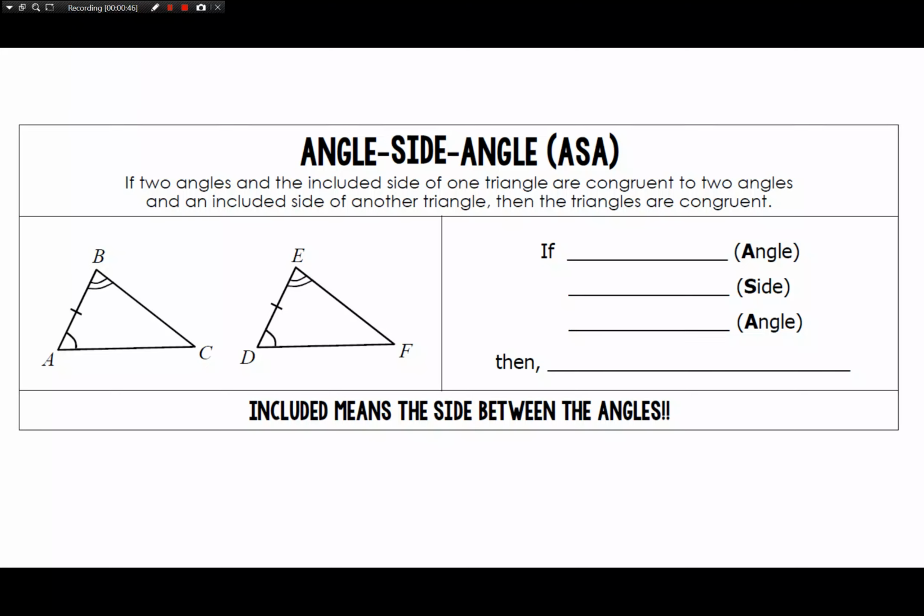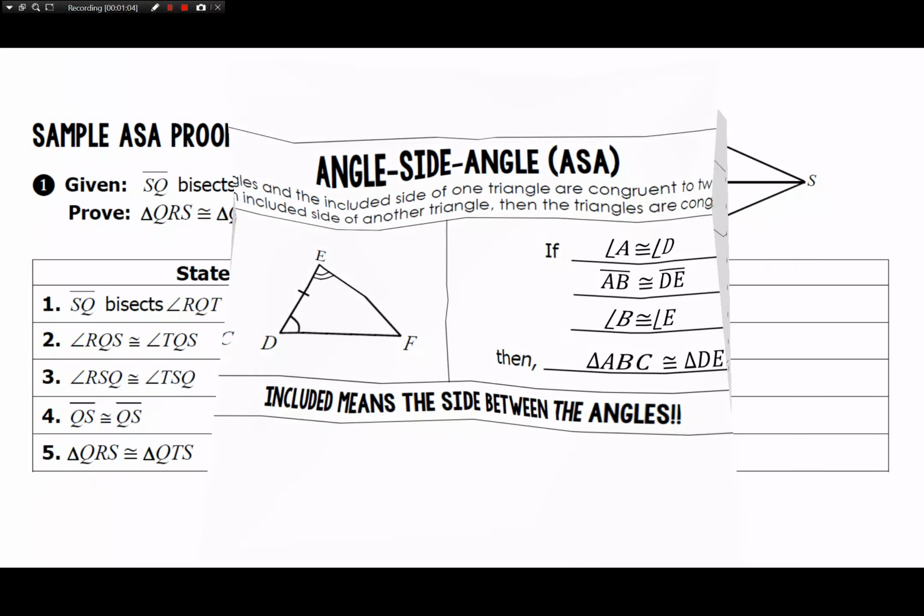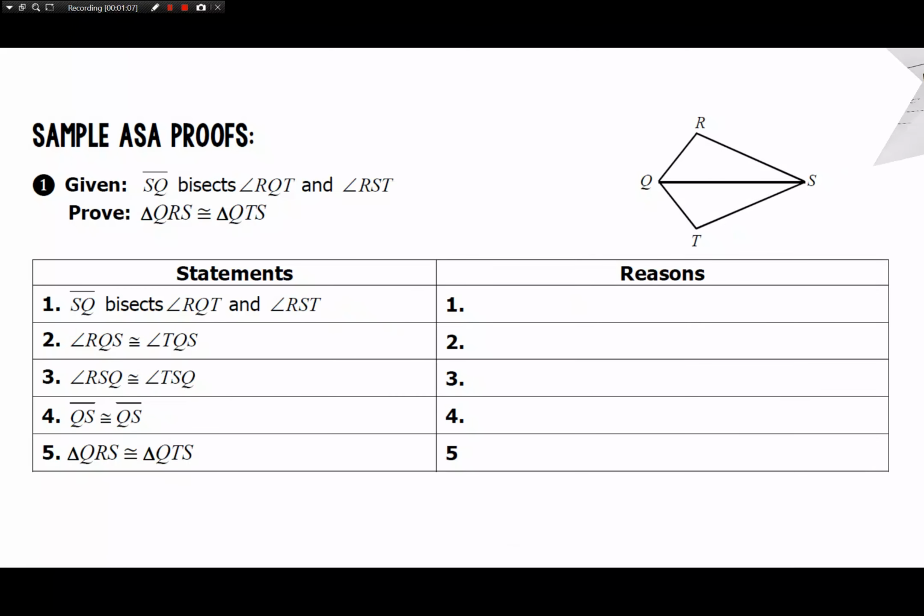This example would be if angle A is congruent to angle D, segment AB is congruent to segment DE, and angle B is congruent to angle E, then triangle ABC is congruent to triangle DEF. Let's look at example 1 here, where we are given segment SQ bisects angle RQT and angle RST. Prove that triangle QRS is congruent to triangle QTS.